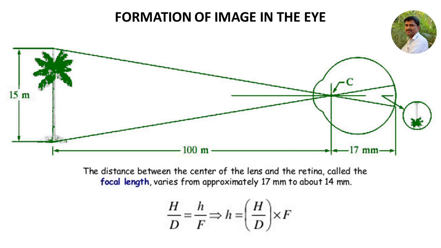Now what is the height of the retinal image, that is small letter h? That can be calculated by using this formula. H divided by h is equal to D divided by F. Now you can use your calculator to find out this small letter h, which is 2.55 mm, which is very small in height. For objects less than 3 meters away, the lens exhibits more refractive power, that is, it becomes thicker in order to focus the image on the fovea.